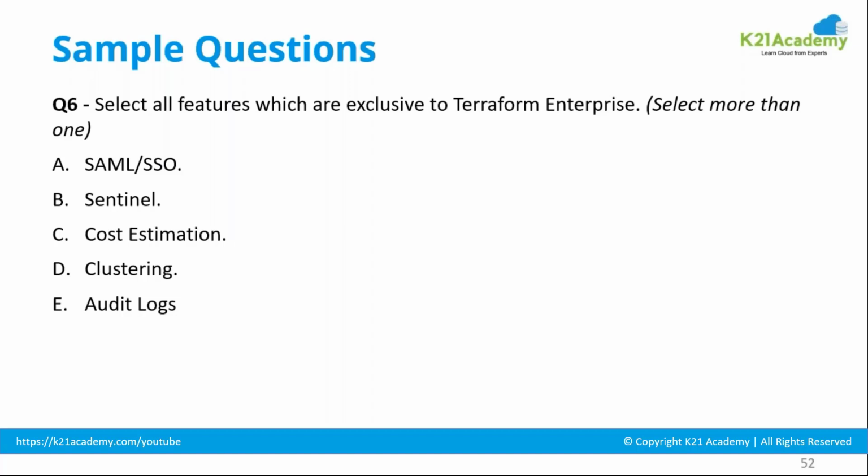C and B, cost estimation and cluster Sentinel. Okay, that's correct. C and B will be there.